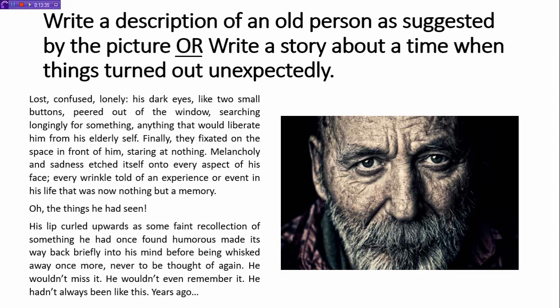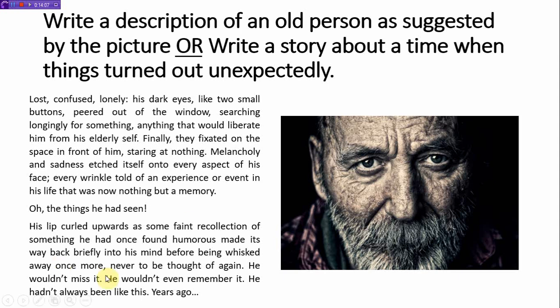Now, the things he had seen, we could then go into all the things that he'd seen, but what you'll see in this next paragraph is we're now thinking about the things he's seen, so we're talking about the way that he starts to react and think. His lip curled upwards as some faint recollection of something that he once found humorous made its way back briefly into his mind before being whisked away once more, never to be thought of again. He wouldn't miss it. He wouldn't even remember it. He hadn't always been like this. Years ago. Now you can see that we've got a couple of things to focus on here.